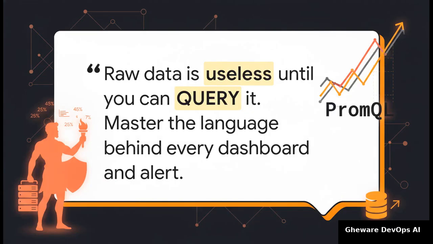Look, you've got Prometheus collecting metrics. That's step one. But raw data is pretty much useless until you can query it. The language that powers every single Grafana dashboard and every Prometheus alert is called PromQL. And trust me, mastering it means you'll be writing queries that find problems way before your customers ever do.